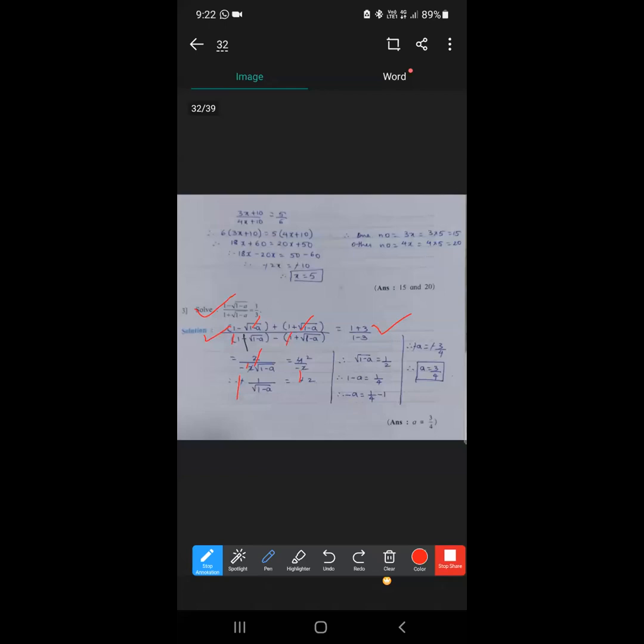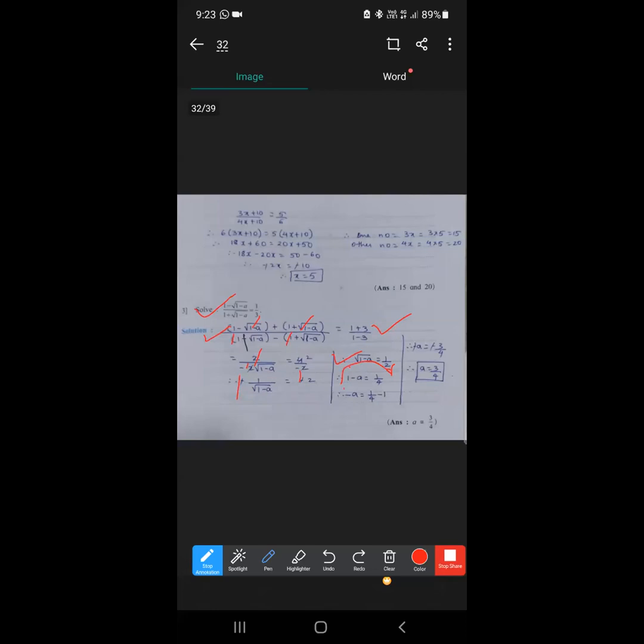Now in this step, taking the square root on both sides. When I take the square, the root sign goes. So what remains? 1 minus a is equal to the square of 1, which is 1, upon the square of 2, which becomes 4. So 1 minus a is equal to 1 upon 4. Now this plus 1, when it goes to that side, becomes minus 1. So minus a is equal to 1 upon 4 minus 1.